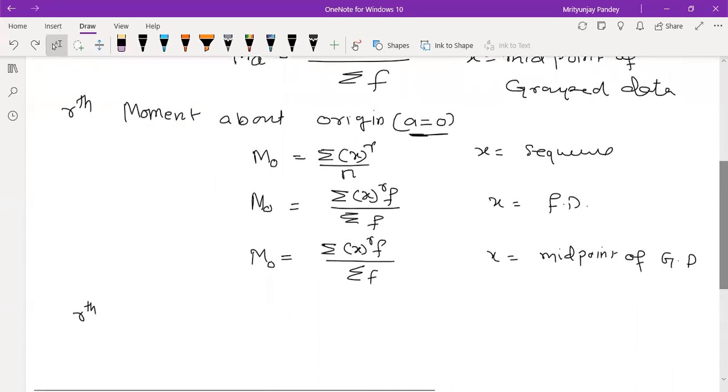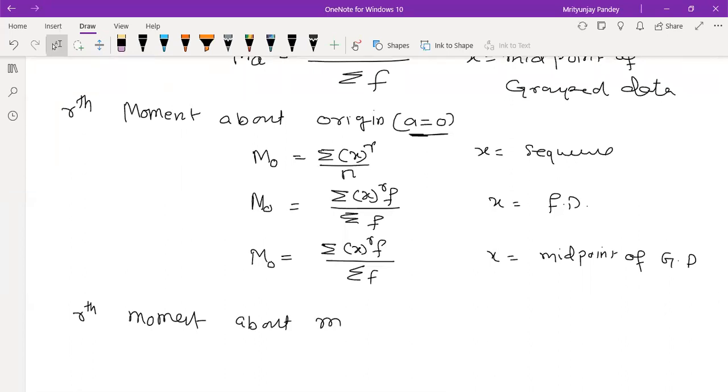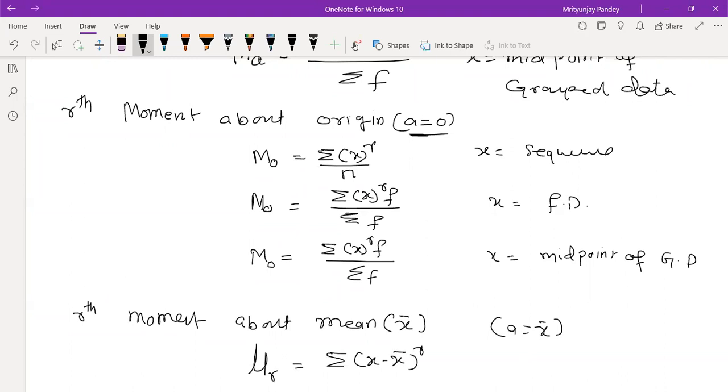Now third one, rth moment about mean. Mean is nothing but x bar. So in this case, substitute a equal to x bar. The notation of this moment is mu r. The formula is summation of x minus x bar raised to r divided by n. This formula is used when x is raw data or sequence.